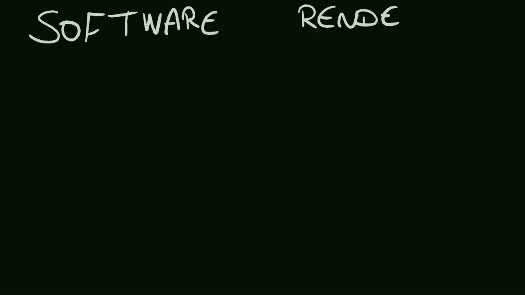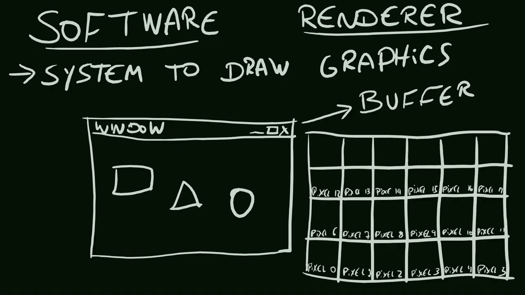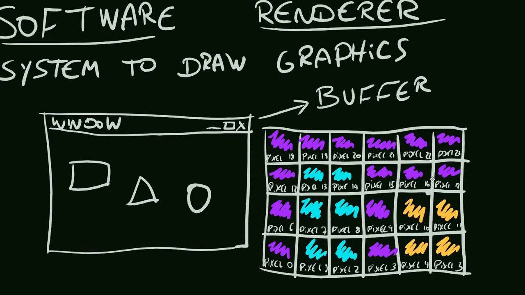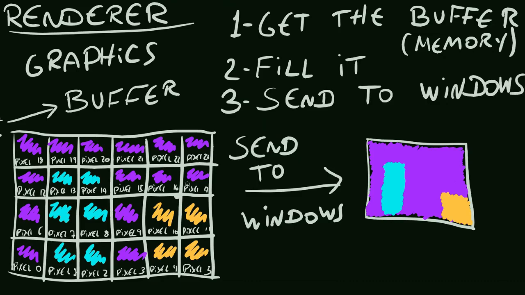The first thing we need to understand is how we are supposed to draw things in the window. In order to do this, we need a buffer. A buffer is just some piece of memory that we can use to process the pixels and the colors and then send to Windows so it can display it. So that configures the three steps we need to do. We need to get the buffer, fill it, and then send it to Windows.